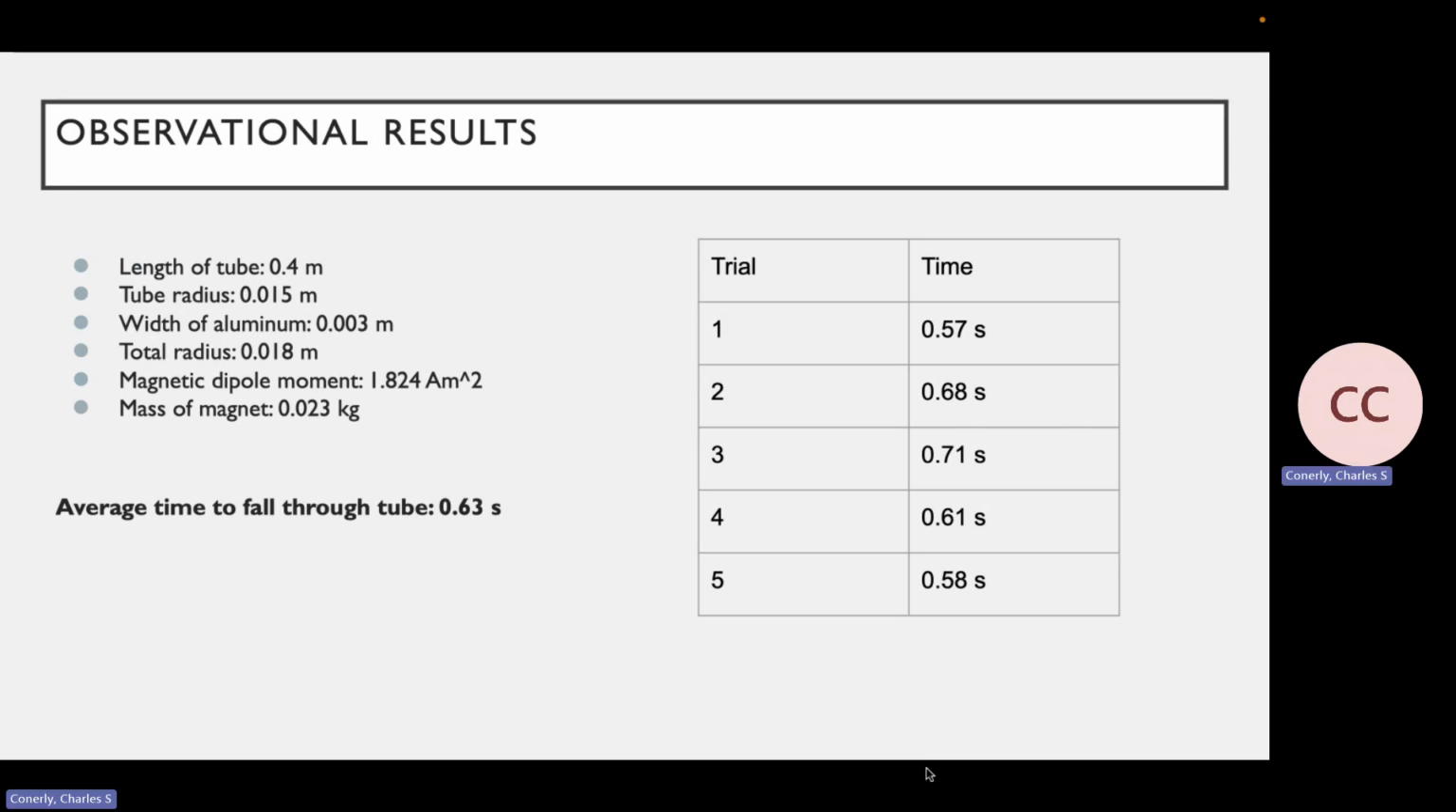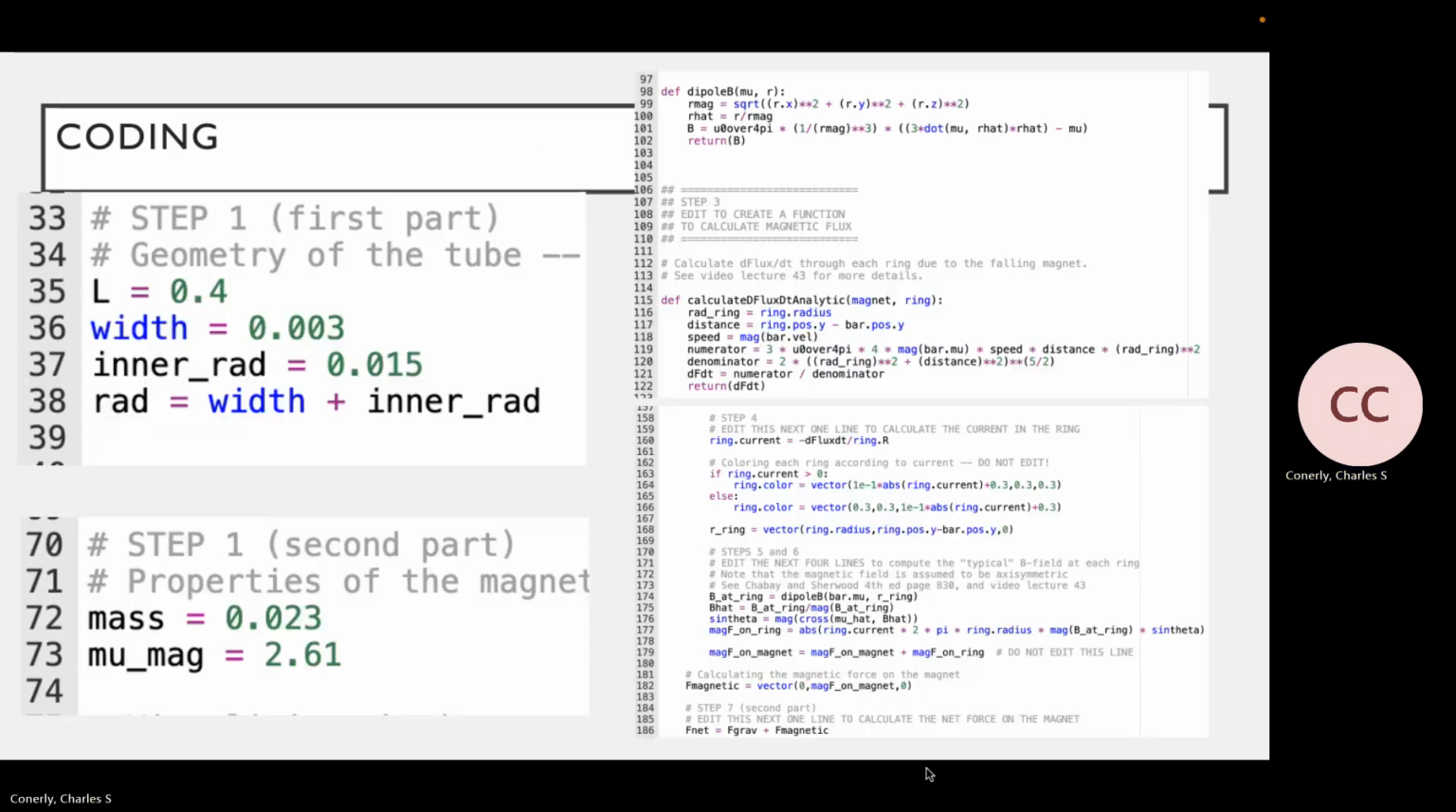So here are our observational results. As you can see on the left side, we have the length of the tube, the radius, width, total radius, magnetic dipole moment, and mass of the magnet. These are all of our dimensions and parameters for the experiment. And we can see the results over here on the right in this table. If we take the average of those times, we see the average time to fall through the tube is 0.63 seconds.